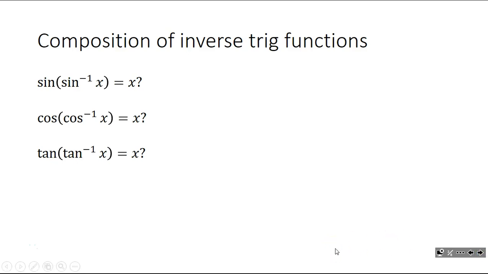Now normally in algebra we think of an inverse function as being one that undoes the original function. So these three proposed statements that I have on the screen would seem reasonable. If you applied the inverse sine to a value x and then applied the sine, from our study of algebra we would guess that those would cancel out and the result would just be x.